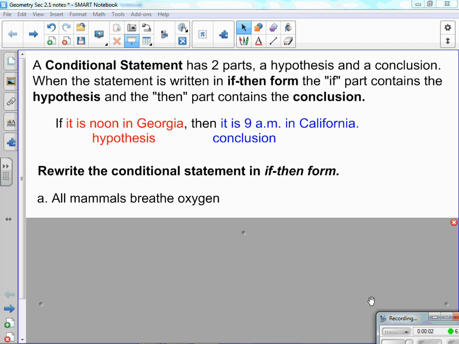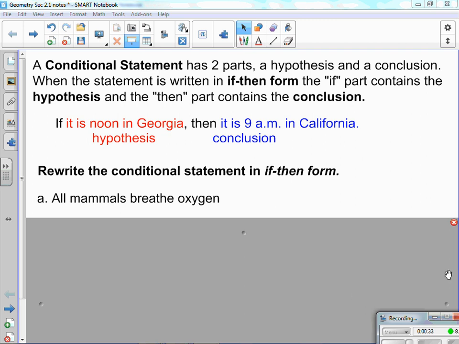All right, so here we are, section 2.1, starting off looking at something called a conditional statement. A conditional statement is a statement that has two parts. It has a part that we call the hypothesis and a part we call the conclusion. When the statement's written in if-then form, the if part contains the hypothesis and the then part contains the conclusion. So we're talking about a statement that starts off with if, and in the middle it says then this happens.